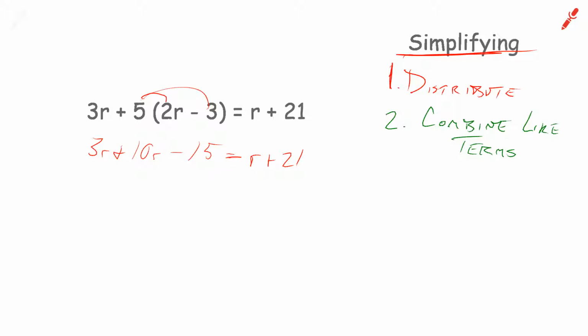So now we go through, and step 2 said to combine like terms. Okay, so we are going to combine like terms here, and 3r plus 10r minus 15 equals r plus 21. 3r plus 10r are my like terms here. My pen did not change colors like I asked it to. 3r plus 10r is actually 13r minus 15 equals r plus 21. I've done all the simplifying I can, guys.